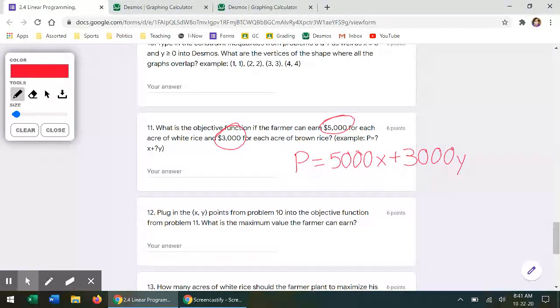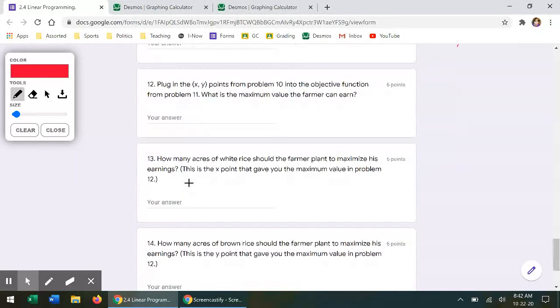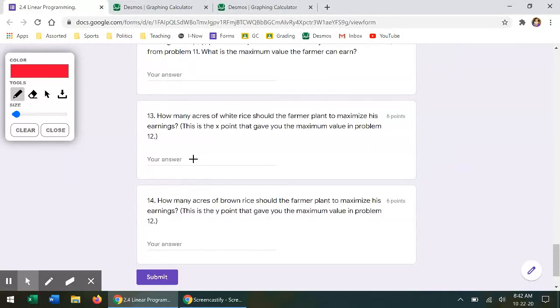Now you take those 3 points. You can eliminate 0, 0 because we automatically know that won't give you the maximum value, and plug in those X, Y points that you answered for number 10 in place of X and Y. Whichever one gives you the maximum value will be your answer to number 12. The answer that you get on the end is your answer to number 12. The X and the Y point that you used will be your answers to number 13 and number 14.